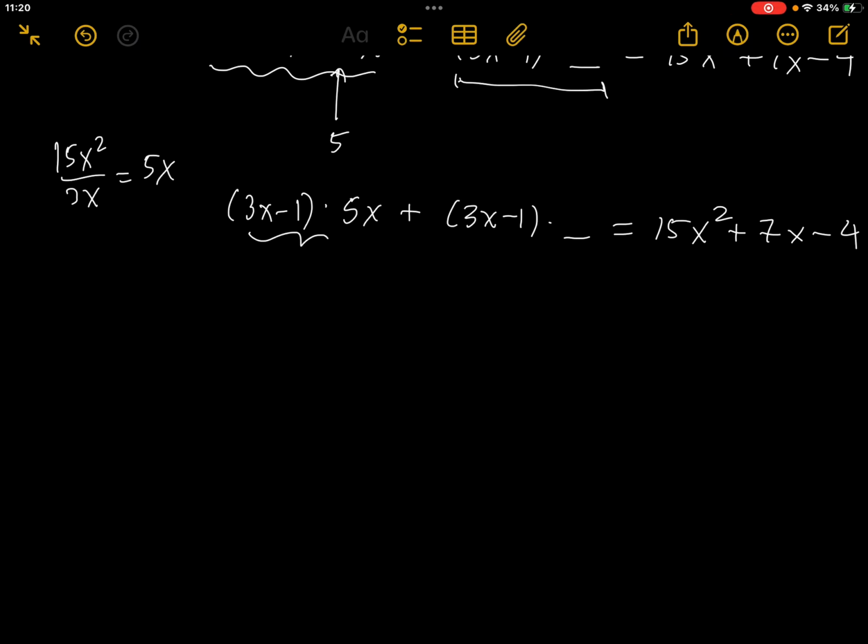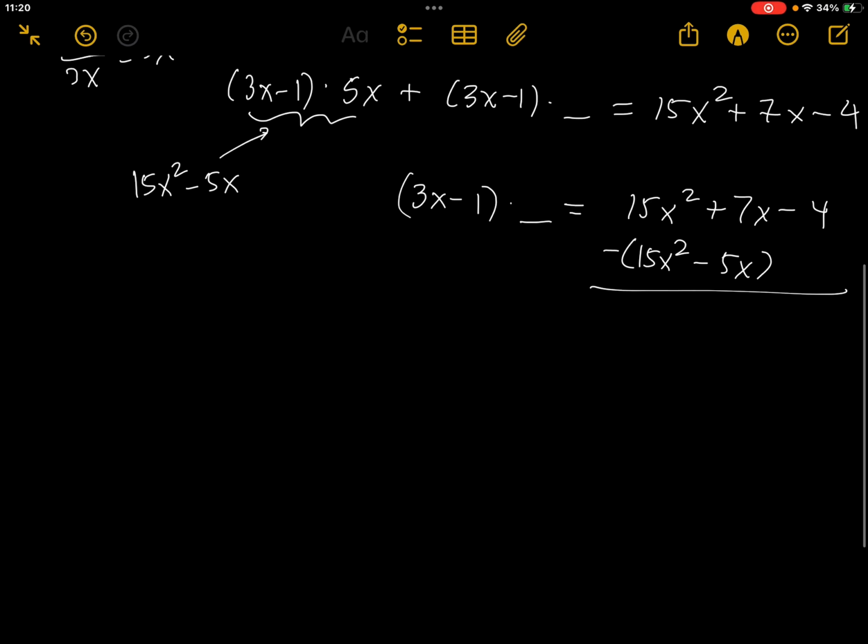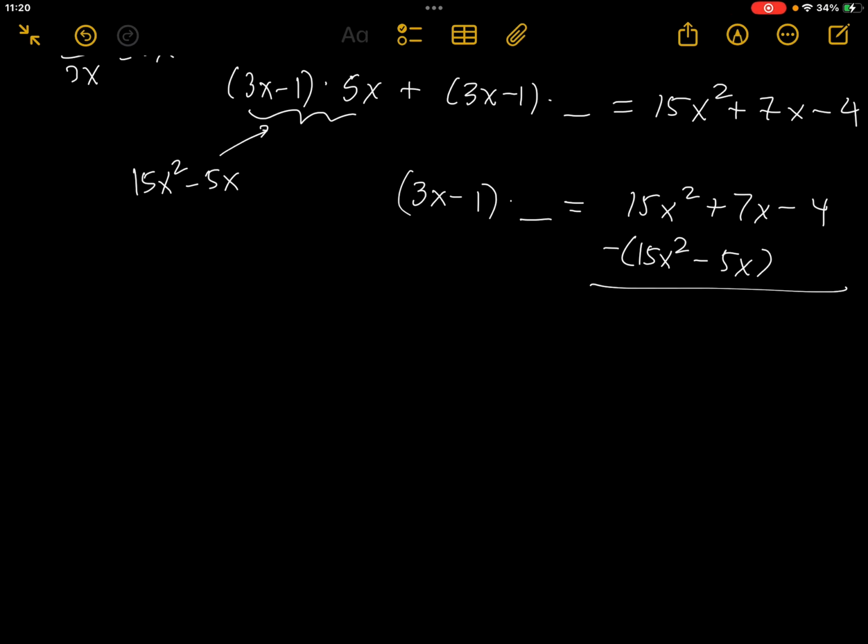Now I'm going to distribute this and then subtract it on both sides. Well, 3x minus 1 times 5x is 15x squared minus 5x. Let's subtract that from both sides. That will give me 3x minus 1 times something equals 15x squared plus 7x minus 4 minus 15x squared minus 5x. And what I get is 12x minus 4.